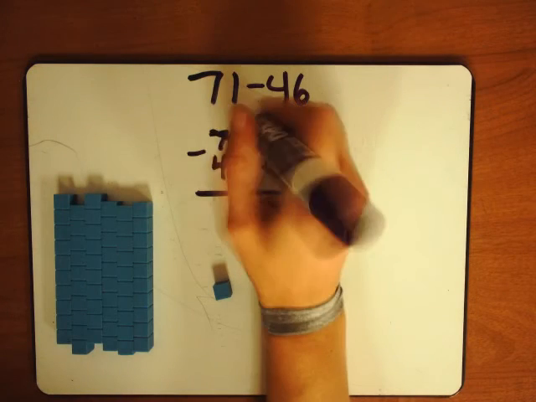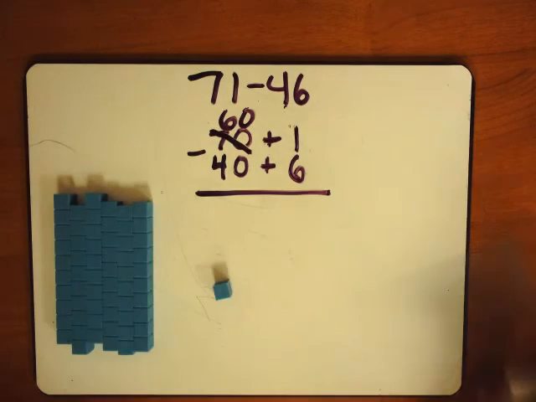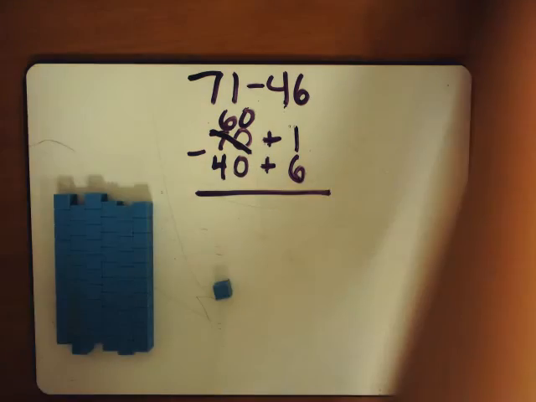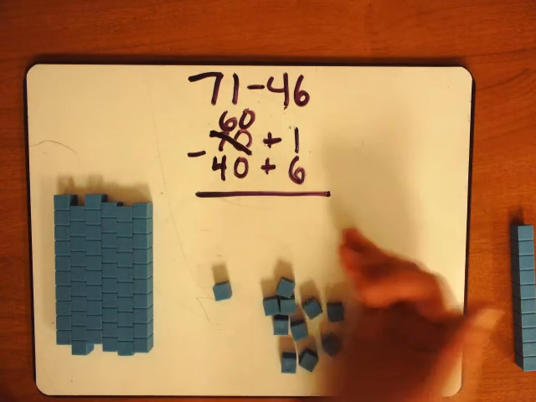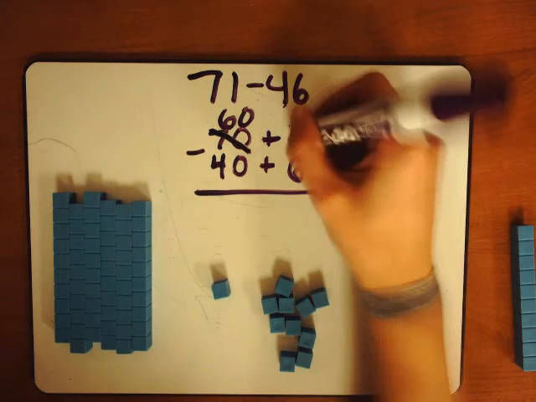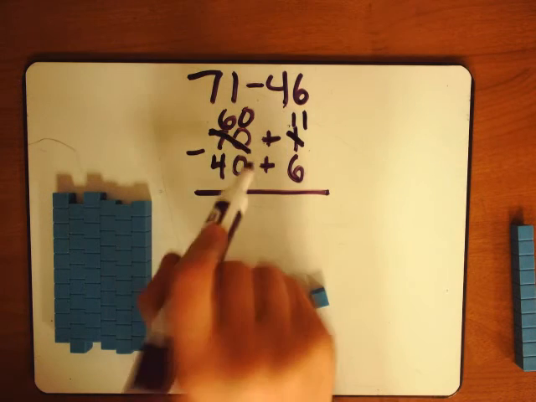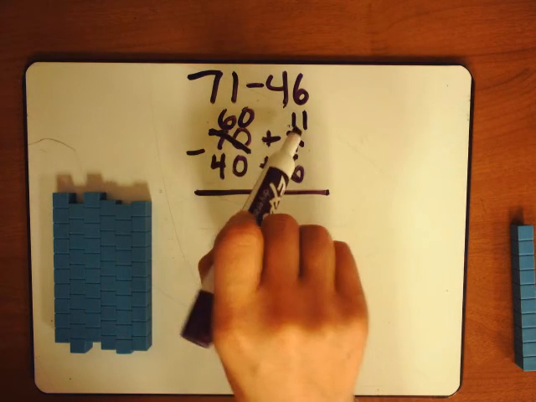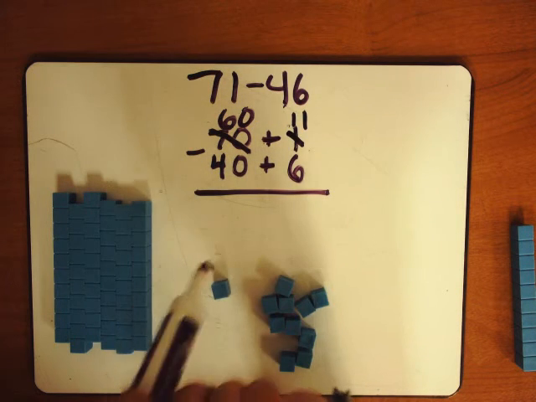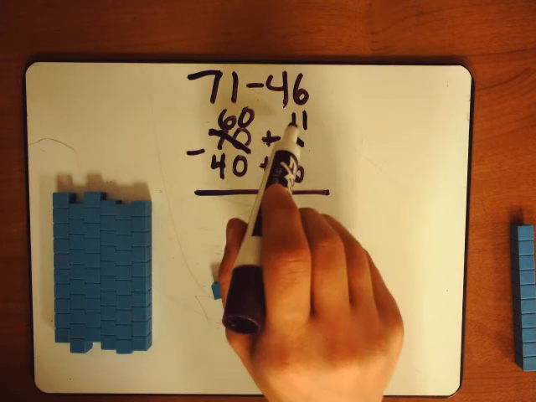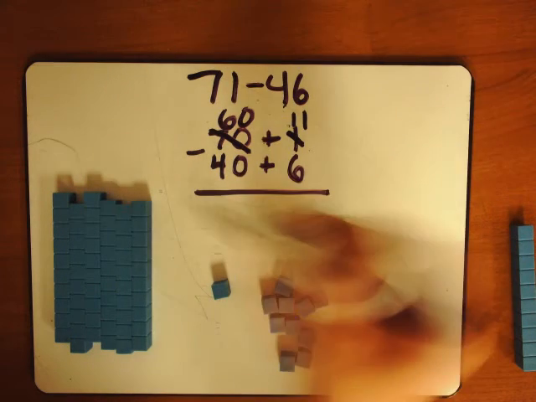Now I only have 60. Right? 10, 20, 30, 40, 50, 60. And I'm going to trade that for these 10 ones right here. So I have 11 ones. And I think to myself, is this still the same value as my starting number? Is 60 plus 11 equal to 71? Yeah, it is, because 6 plus 1 is 7, and then 1 more. Okay? So I want to always keep that in mind.